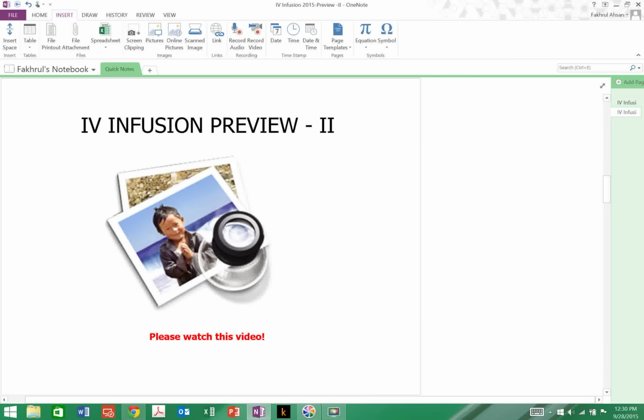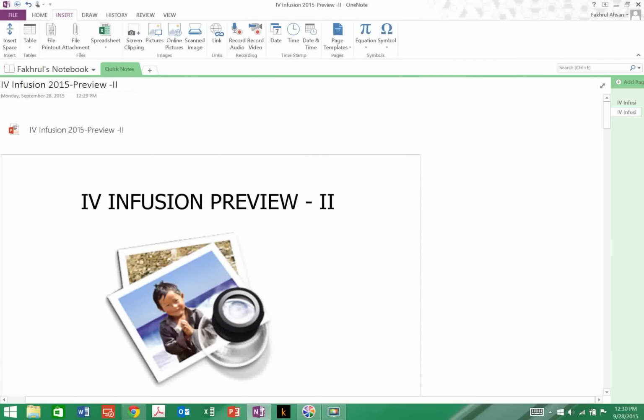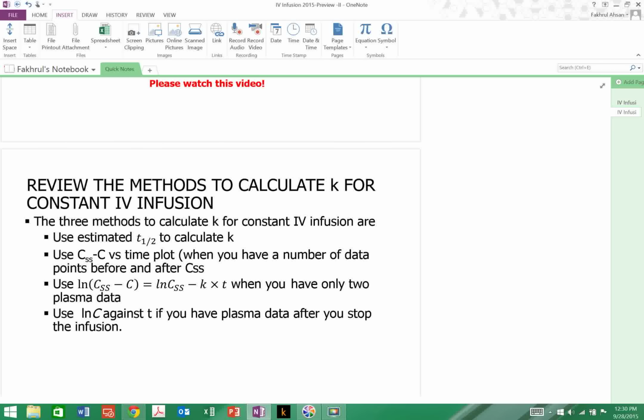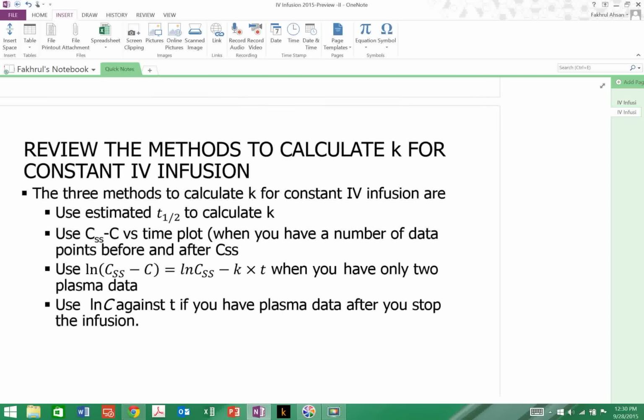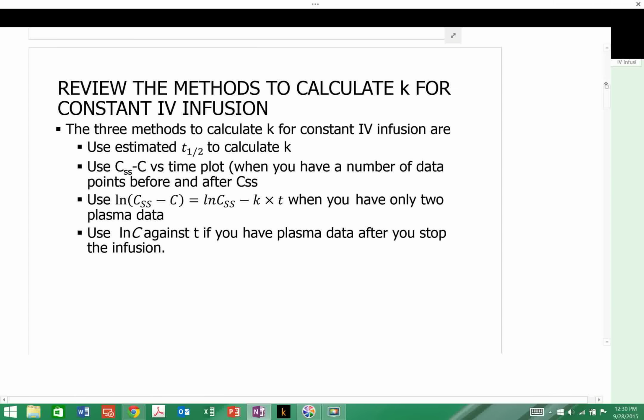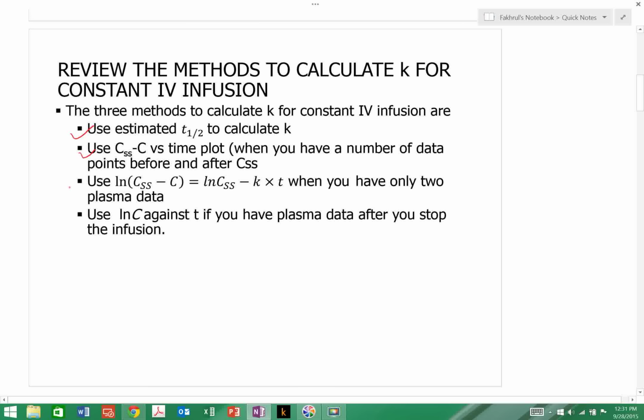Now the first thing I am going to do is review the material I gave you last week. We have been talking about the calculation of K. In the case of calculation of K for constant IV infusion, we have discussed three methods. One is use of estimated K, use CSS versus C plot, and also use ln CSS versus C. This equation directly when you have two equations.